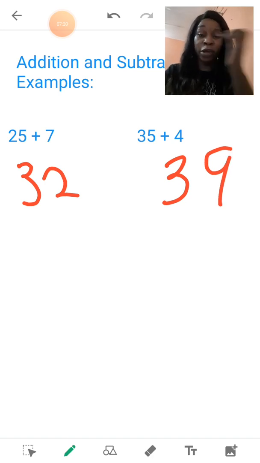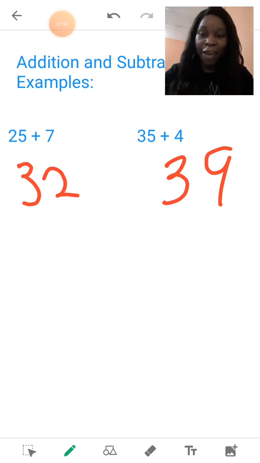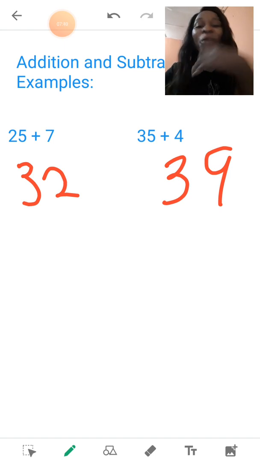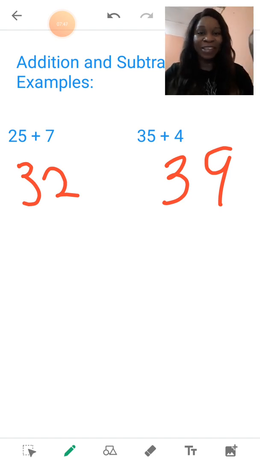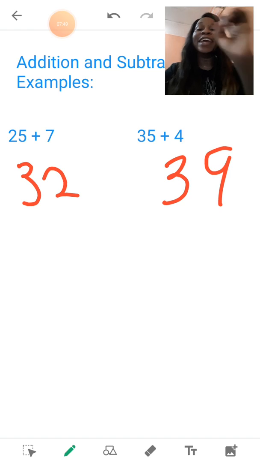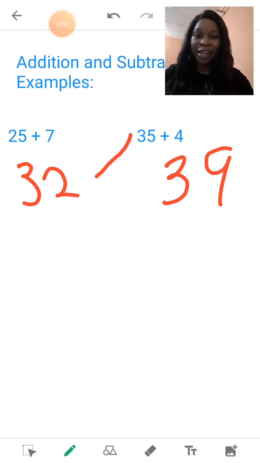I have 39. So my question says, is 32 less than 39 or is 32 greater than 39? Who can help me? Well done. That's interesting. So 32 is less than 39. 32 is less than 39. And so I draw my less than.